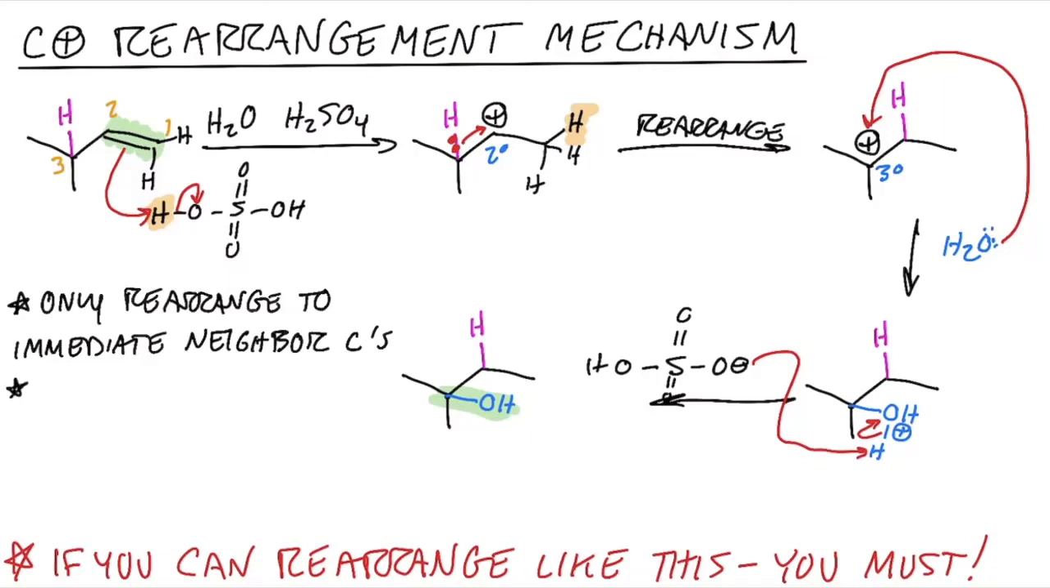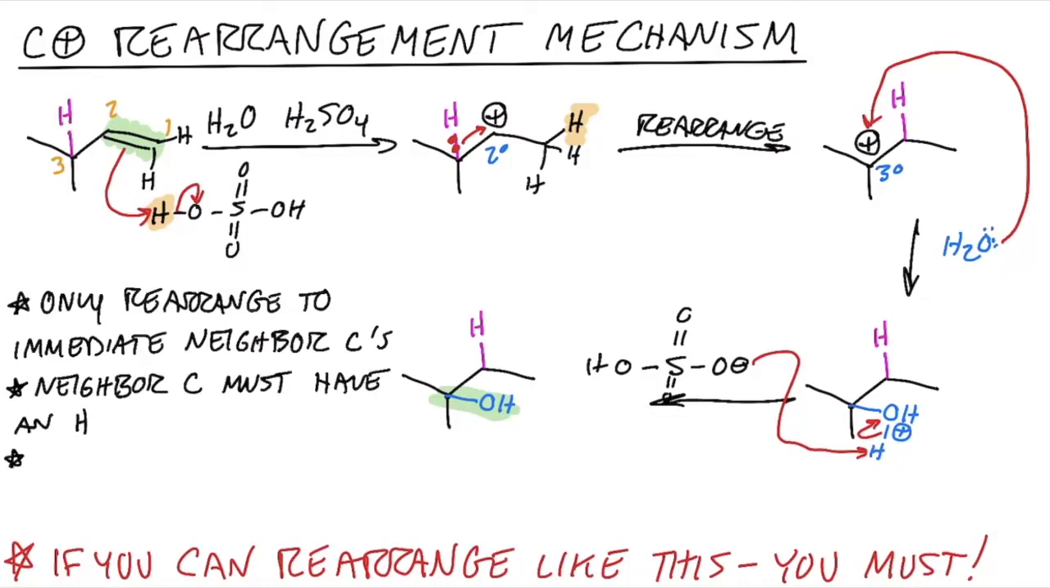Whatever that neighboring carbon is must have an available H that will be the H that does the hydride shift or the rearrangement. As you can see, the one that we've got here labeled in pink is important because that's the one that actually ends up moving. So if you do not have an adjacent hydrogen, you won't be able to do a rearrangement.